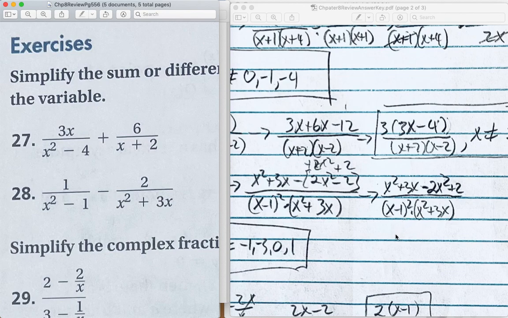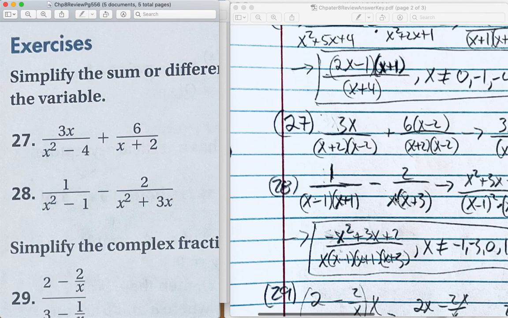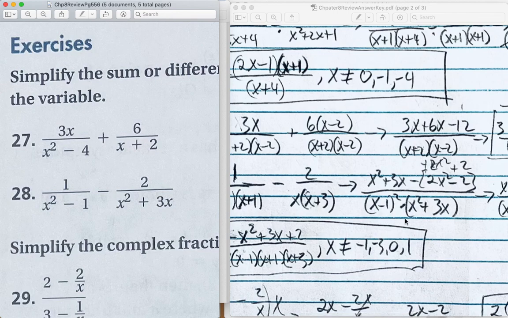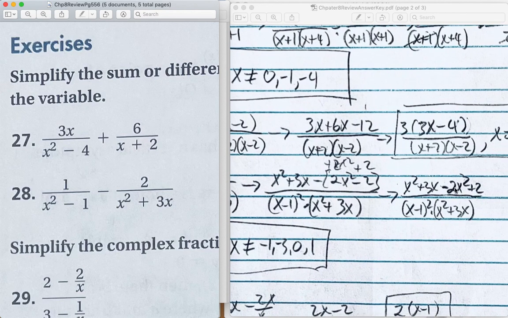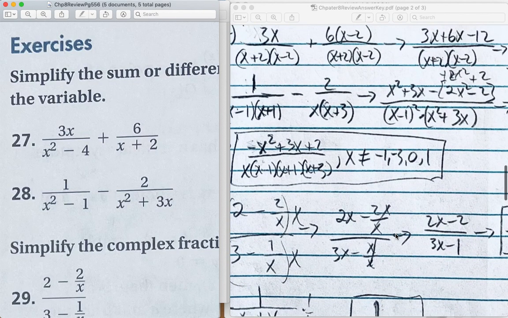At this point, x can't equal a few things. I go back here and I factor out. x can't equal 0, x can't equal negative 3, x can't equal negative 1, x can't equal 1, and I wrote those down here. The negative 2x squared and the x squared turns into negative x squared. 3x is by itself, 2 is by itself. So I get negative x squared plus 3x plus 2 over x times x minus 1 times x plus 1 times x plus 3. And x can't equal those 4 terms.